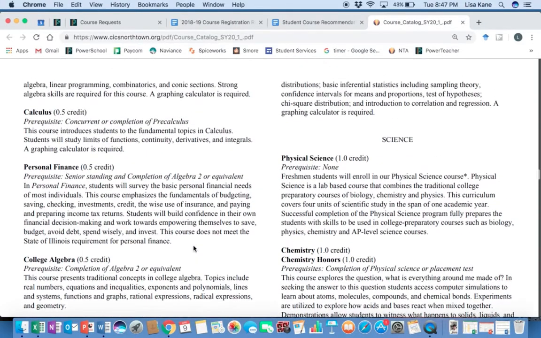Another class that's a good option for everybody is personal finance. Personal finance, different from Algebra 1 or Algebra 2, is not focusing on how to do those math skills. Instead, it's looking at practical applications for math. So can you make a budget? Do you understand insurance? Do you understand investments? Can you balance a checkbook? Can you take care of your tax returns? This is a good quality class for everybody to know.